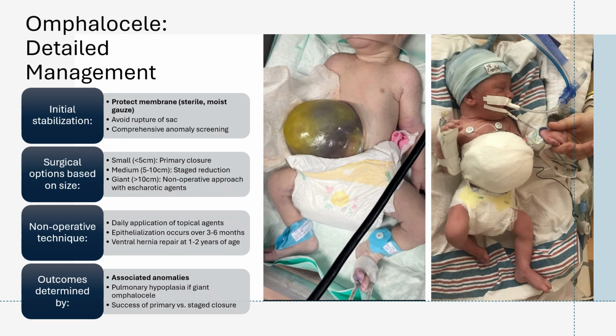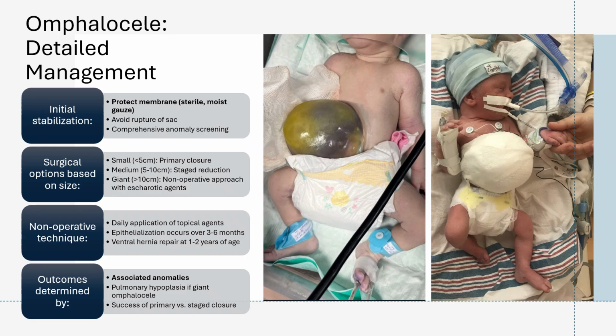Size drives your surgical approach. Small defects under 5 centimeters can usually be closed primarily. Medium defects need staged reduction, but giant omphalocele over 10 centimeters? That's where the paint and wait approach becomes life-saving.